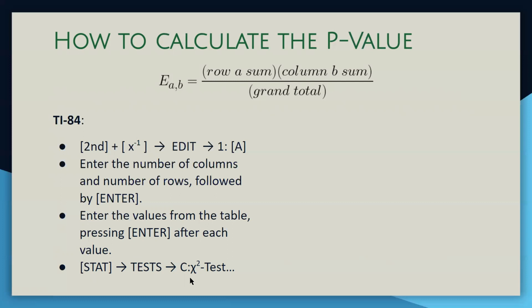You should not need to change anything here. Once you've got the chi-squared test open, go down to calculate, just press enter. The calculator should default to the observed being in A and the expected output going into B.